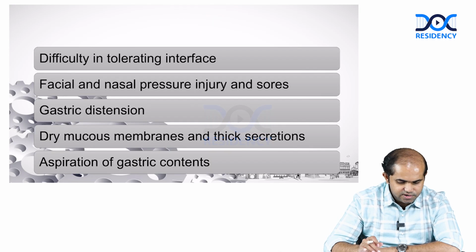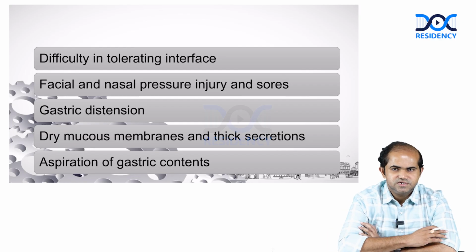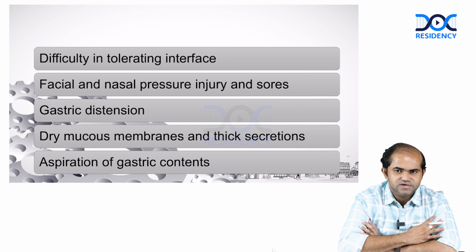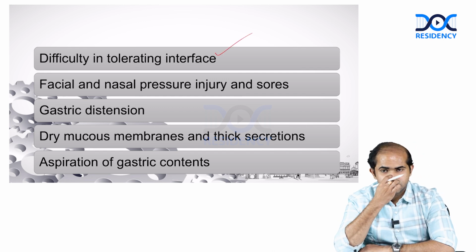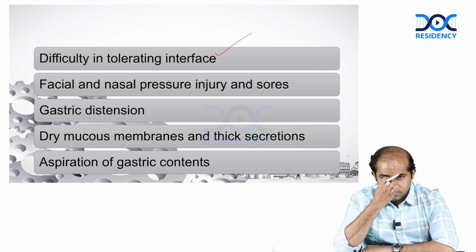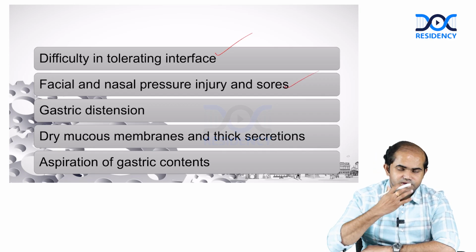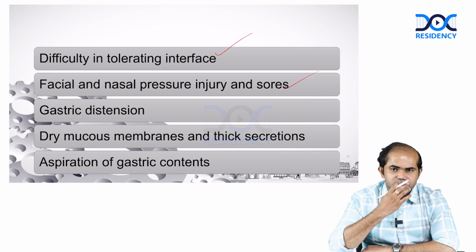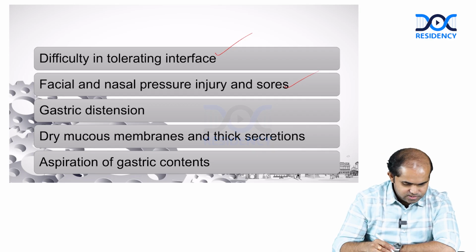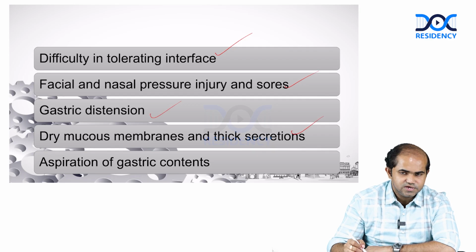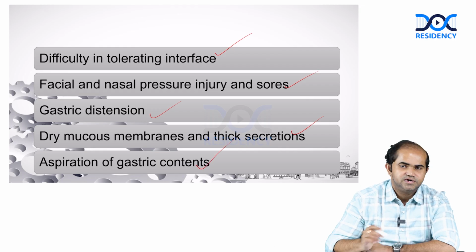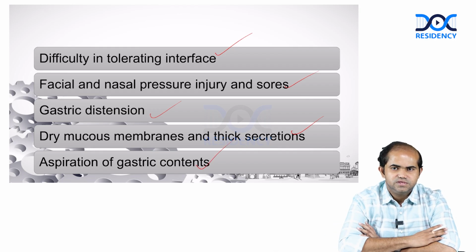So what are the disadvantages of NIV? The main disadvantage is difficulty in tolerating the interface of the mask. That is the main issue. And if you put a nasal interface, there will be so much pressure on the nasal bridge, causing sores. That is the second issue. If there is an inadequate seal, it will cause significant gastric distension, and because of dry mucous membranes there will be thick secretions and aspiration of the gastric contents. These are the main issues whenever you put the child on non-invasive ventilation.